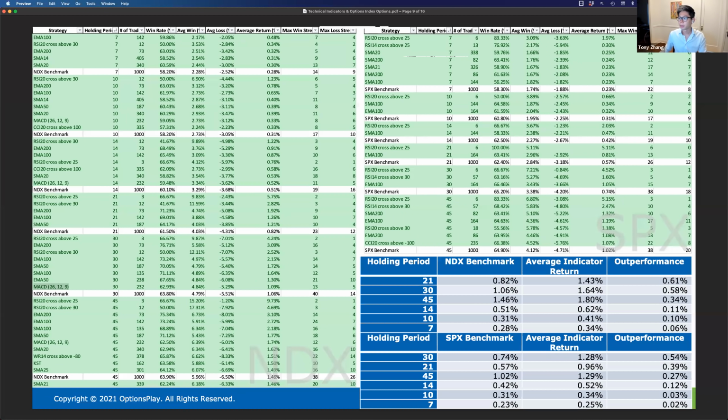I don't see a column showing how many trades for each period. So this is the number of trades that were traded in each period. So there is that column there.